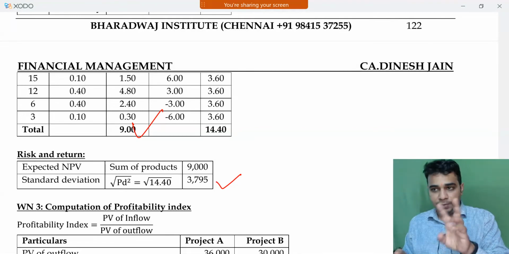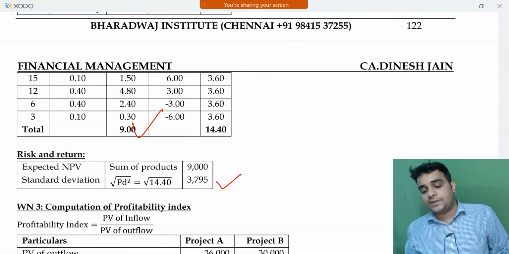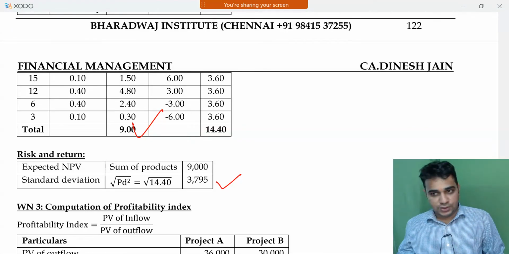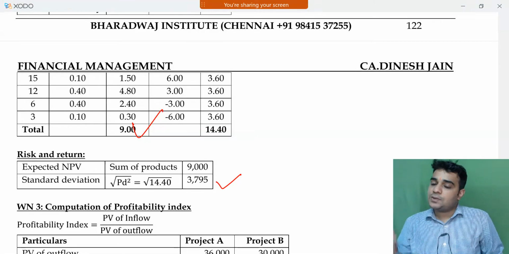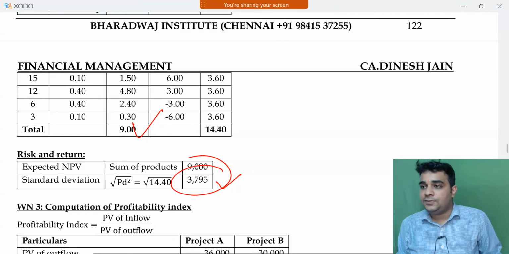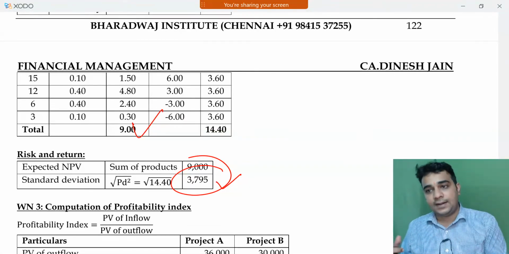See, there are two types of people: a conservative investor and an aggressive investor. An aggressive investor is one who chooses higher return. Both the projects give the same return, 9,000, 9,000. A conservative investor wants lower risk. So you will go ahead and select this project. Standard deviation is lower, return is the same. Return is 9,000 but lower standard deviation.